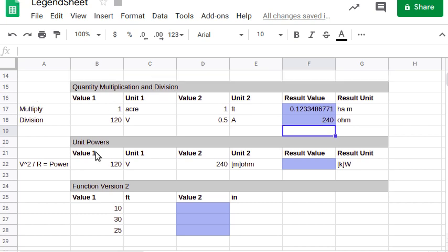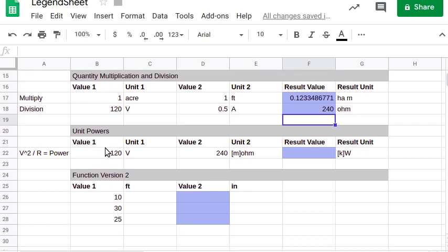So the next thing I'd want to look at is if we want to raise a unit to a power. So for instance, there's another formula that is used to calculate the characteristics of a circuit, and that would be V squared over R is equal to the amount of power that is dissipated in that conductor, right? And so let me correct these units here. We have 120 volts across a conductor with a 240 ohm resistance, and I want to know the power. So now we need a power function, right?